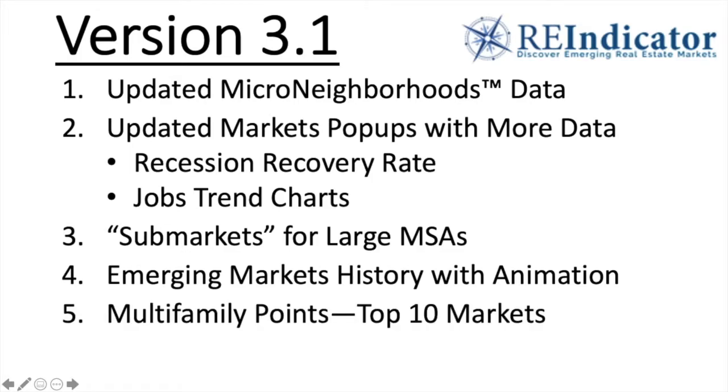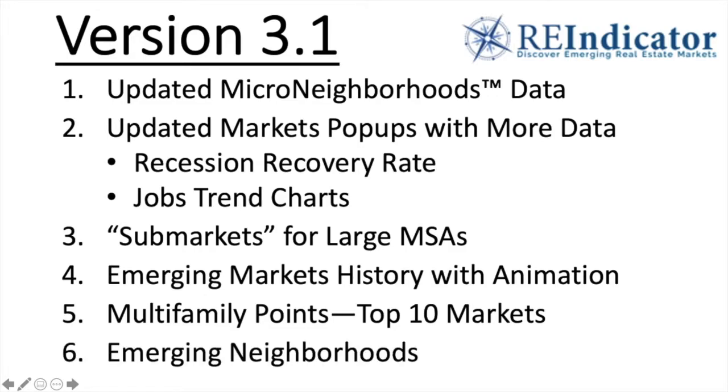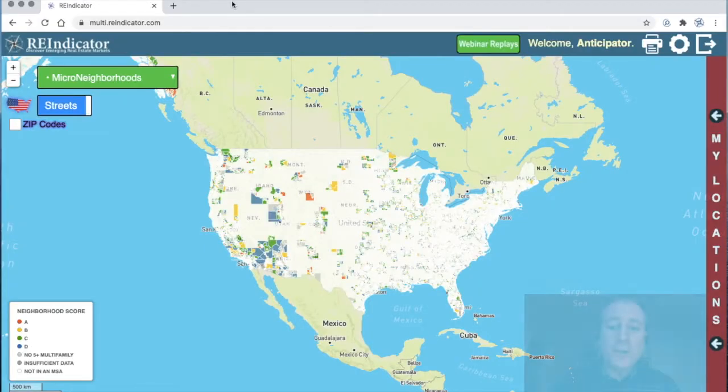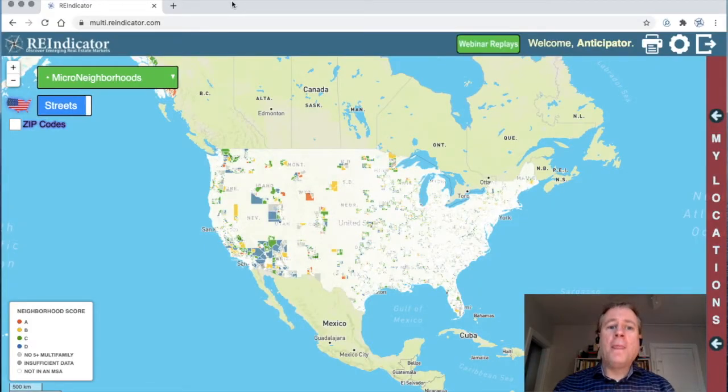Fifth on the list is the multifamily points database, which we're launching right now with the top 10 largest markets in the US and will continue to expand over time. And last on the list, but certainly not least, is the new function called emerging neighborhoods. So why don't we take a few moments to look at each of these so you can start using them right away. First on the list is the updated micro neighborhoods classifications.